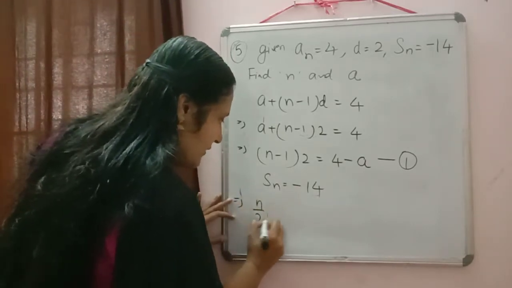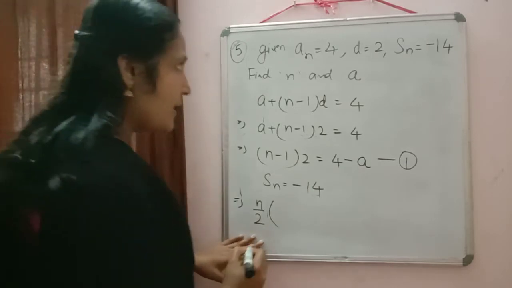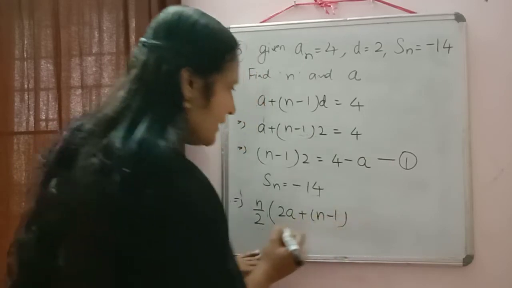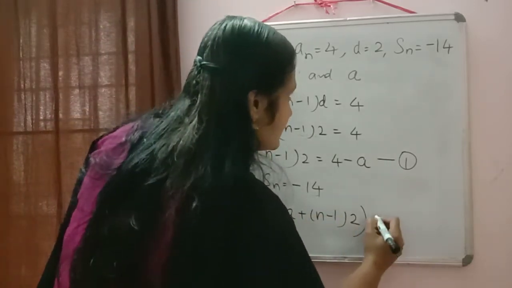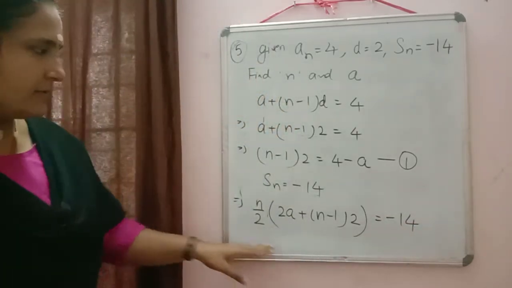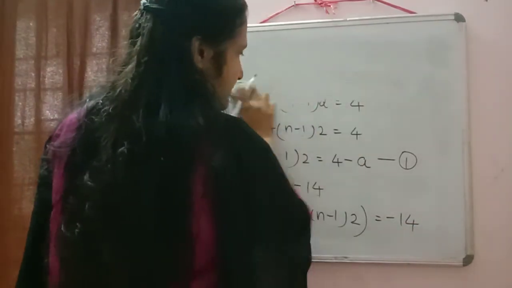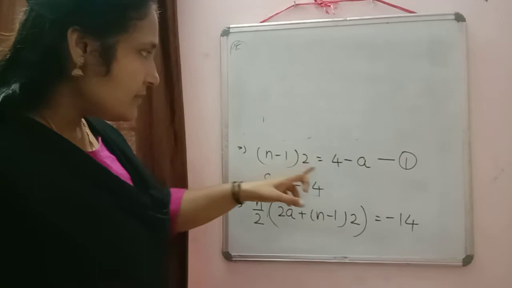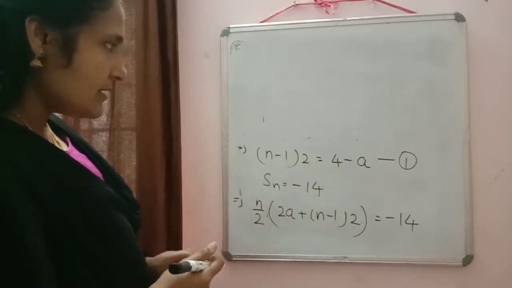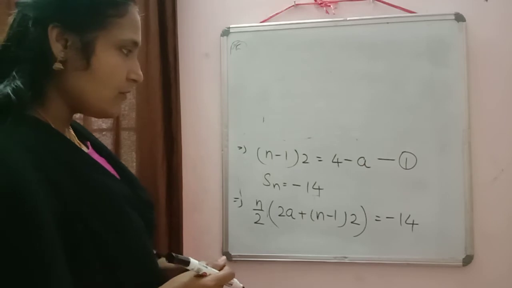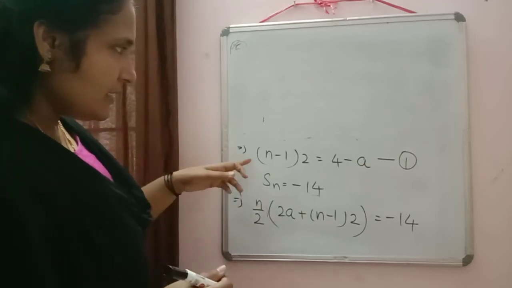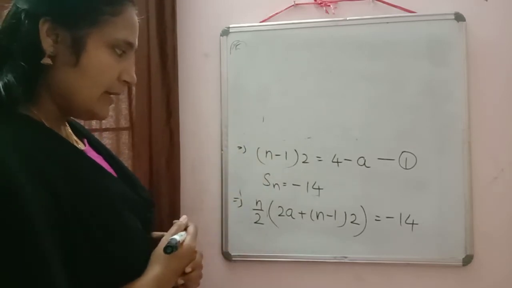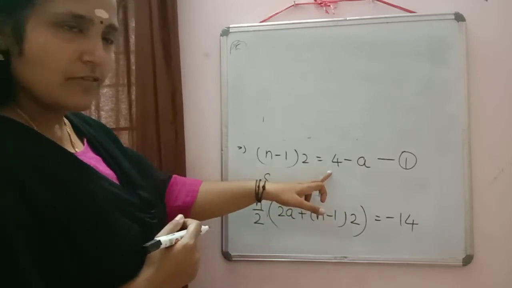Sn, according to the formula, will be equal to n by 2 into [2a plus (n minus 1) into d]. A is not given, so we'll write 2a only. In place of d we have 2, is equal to minus 14 is given. Now again here we have two unknowns, n and a. So we have to check whether we can convert anything, so that we should have only one variable there. Whether we can convert n in terms of a or a in terms of n, which one will be easy? I think conversion of a will be easy.